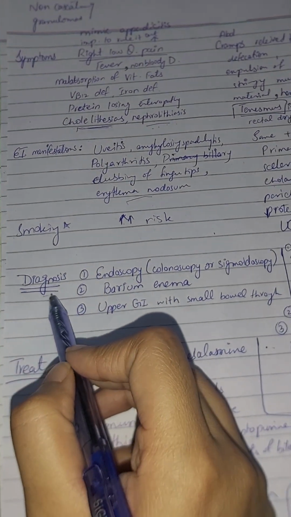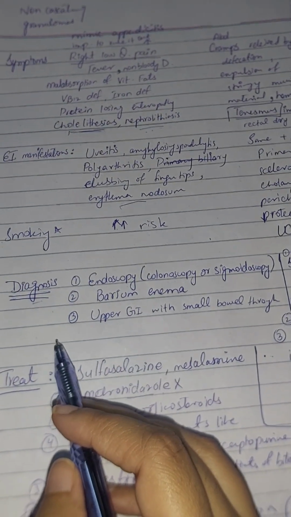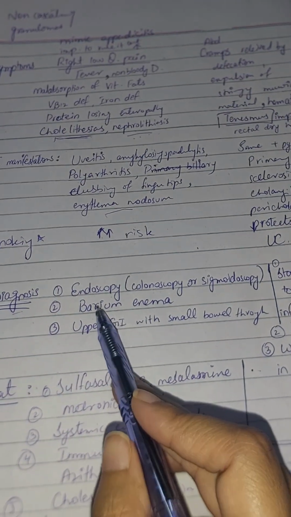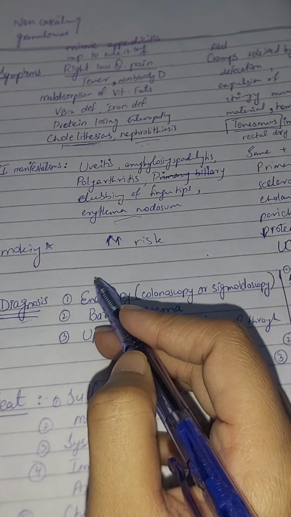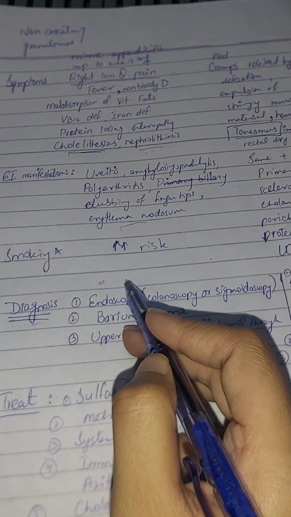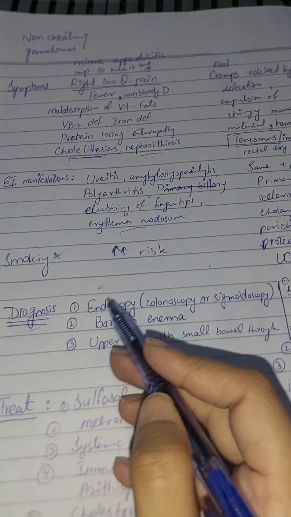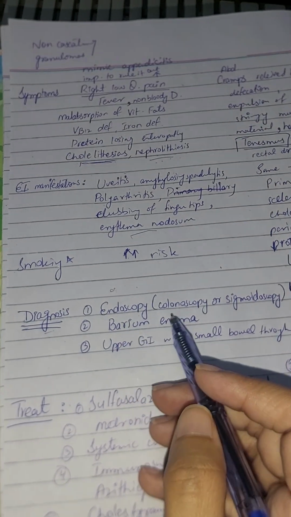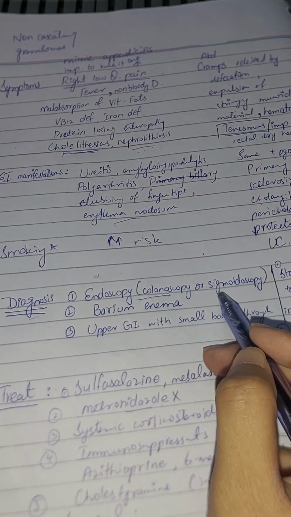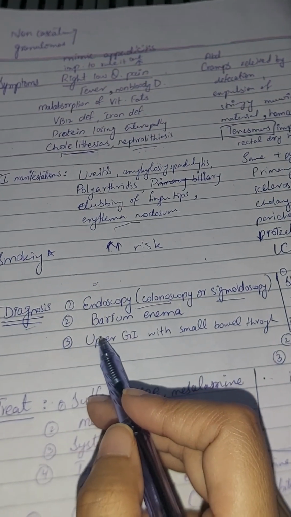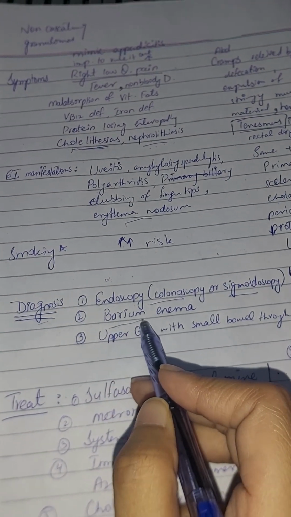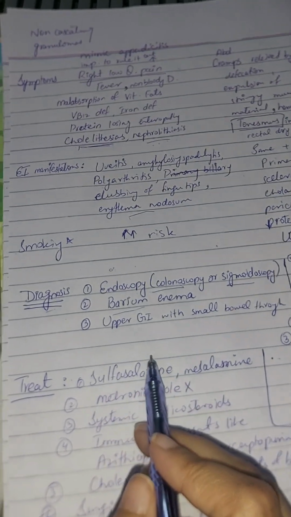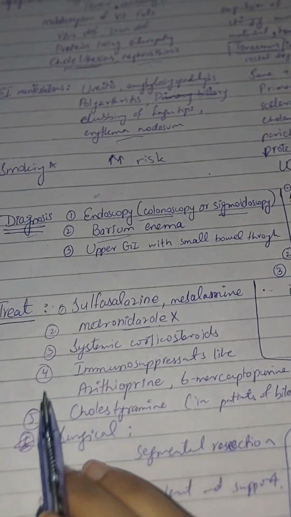Now come to the diagnosis. How will we diagnose a patient of Crohn's disease? He will come with these signs and symptoms. So what we will do is endoscopy. Endoscopy is actually a camera that is taken inside, either through the mouth, oral cavity, and deep down through the upper GI. And if we want to see the small intestine, we will do colonoscopy or sigmoidoscopy to reach the small intestine. Similarly, barium enema is given, and upper GI endoscopy is also done. So this is about diagnosis.